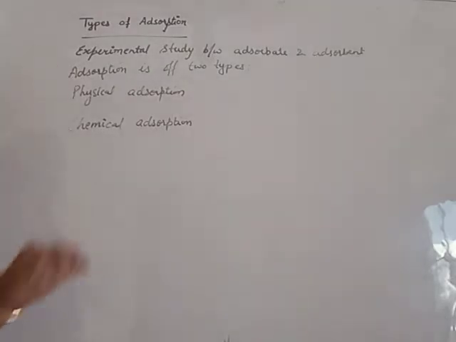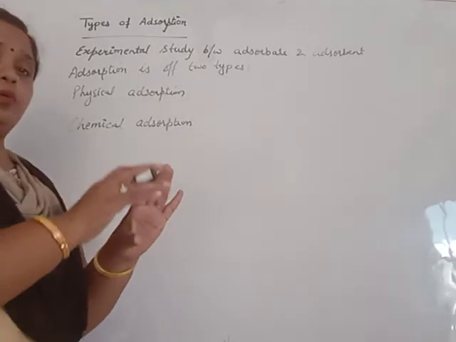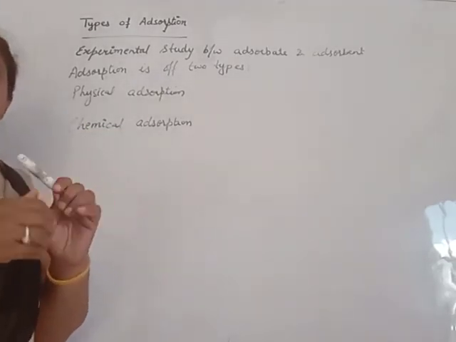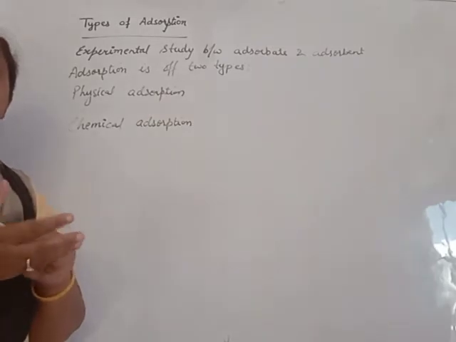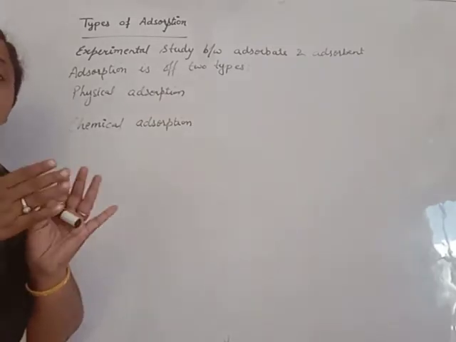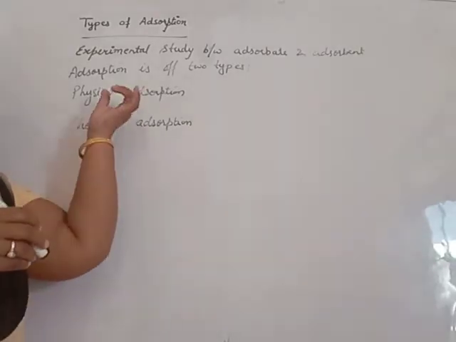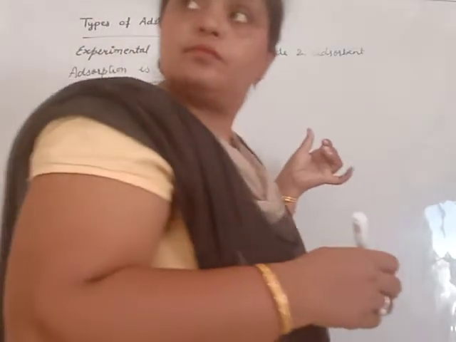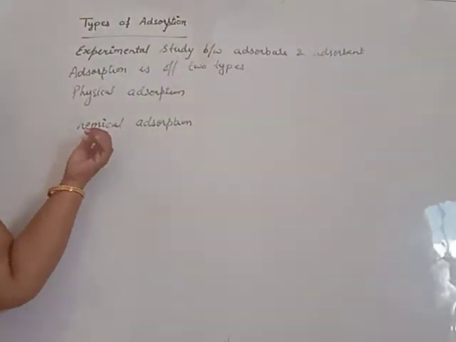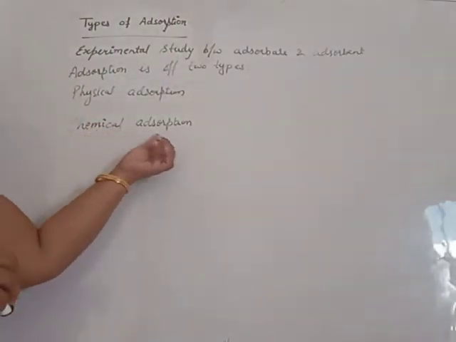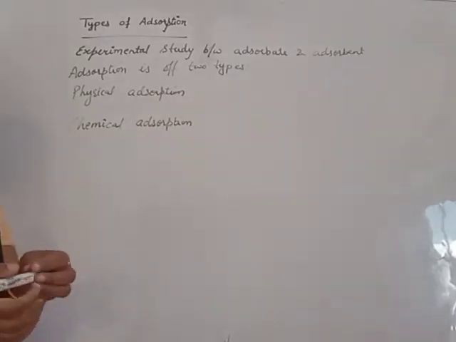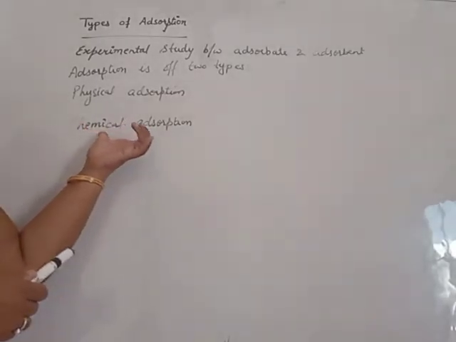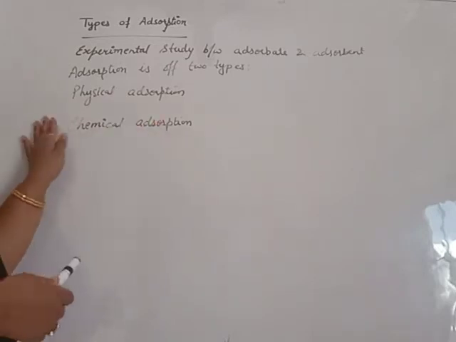Beta, physical adsorption means when adsorbate and adsorbent come close together, the adsorbate particle stick only on the adsorbent. No new compound is formed. No chemical reaction take place between them. They have weak van der Waals force of attraction between them. Then physical adsorption. And if adsorbate and adsorbent come close together and new product is formed, that means some chemical reaction take place. If chemical reaction take place, that is known as chemical adsorption.